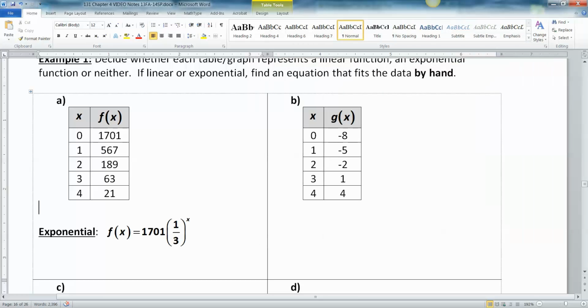There we go. All right, now what about this one over here? Consistent x is good. Now let's try for consistent adding and subtracting first. That would be linear. So from -8 to -5, that's 3. Then add 3 more and you get -2. Add 3 more, you're at 1. There you go. This is linear. You're adding the same amount every time.